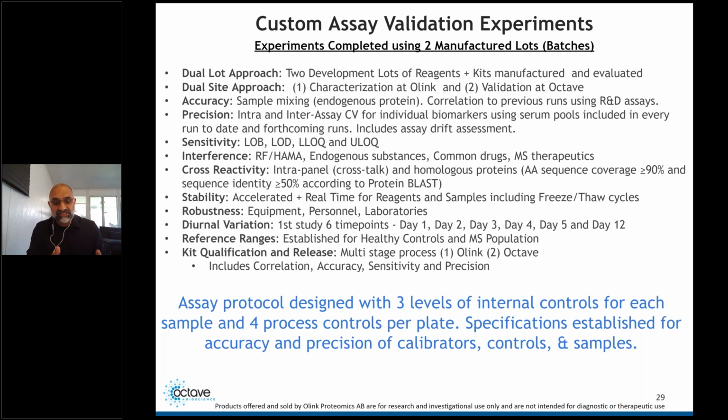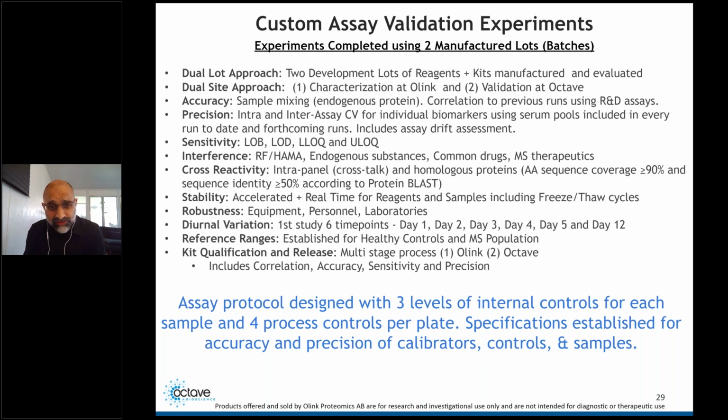We looked at sensitivity, established limit of blank and limit of detection. I'm going to focus on some of our lower limit and upper limit of quantitation results. I think those are the most stringent specifications that you can apply to an immunoassay. Interference, we looked at heterophilic antibodies. We looked at common endogenous substances that are routinely investigated for interference, and also drugs as well as specific MS therapeutics, or DMTs. We investigated cross-reactivity. This included intra-panel, so crosstalk amongst the 21 analytes, as well as homologous proteins. We characterized stability, so we performed both accelerated and real-time stability experiments for both reagents and samples, including looking at the number of freeze-thaw cycles for samples. We characterized robustness by varying the equipment, the personnel, and the laboratories in which the experiments were run.